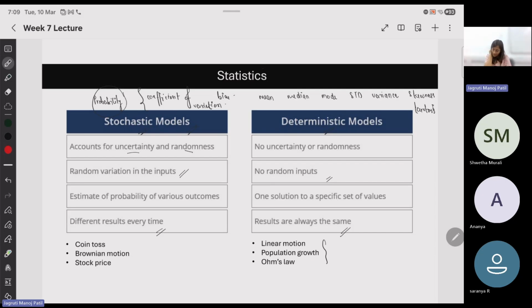Similarly, if you're tossing a coin or rolling a dice, or there's the Brownian motion that we studied when looking at diffusion, this zigzag motion of the particles, which arises due to the stored potential and kinetic energy being converted into temperature. Stock prices, which always go up and down, are also stochastic. In biology, if you want to look into randomness in particles or molecules, those always come with this Brownian motion.